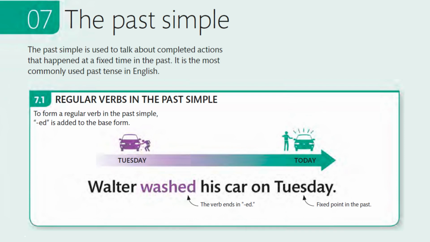The past simple. The past simple is used to talk about completed actions that happened at a fixed time in the past. It is the most commonly used past tense in English. Regular verbs in the past simple. To form a regular verb in the past simple, ed is added to the base form.